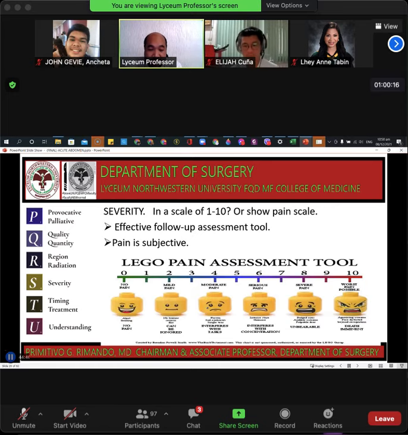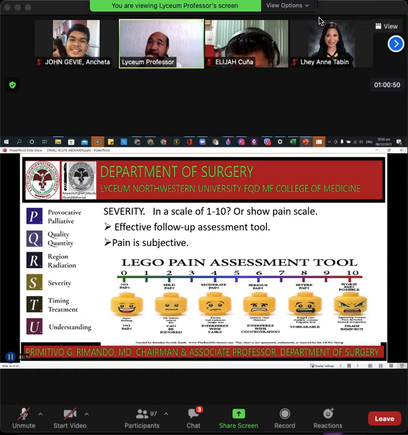Next in your PQRST is your severity. You can ask the patient how painful it is, or you can show them these pain assessment tools. We have scales like this. The classical one was a round face, showing things like this. And of course, one thing that you have to remember is again, pain is very subjective.